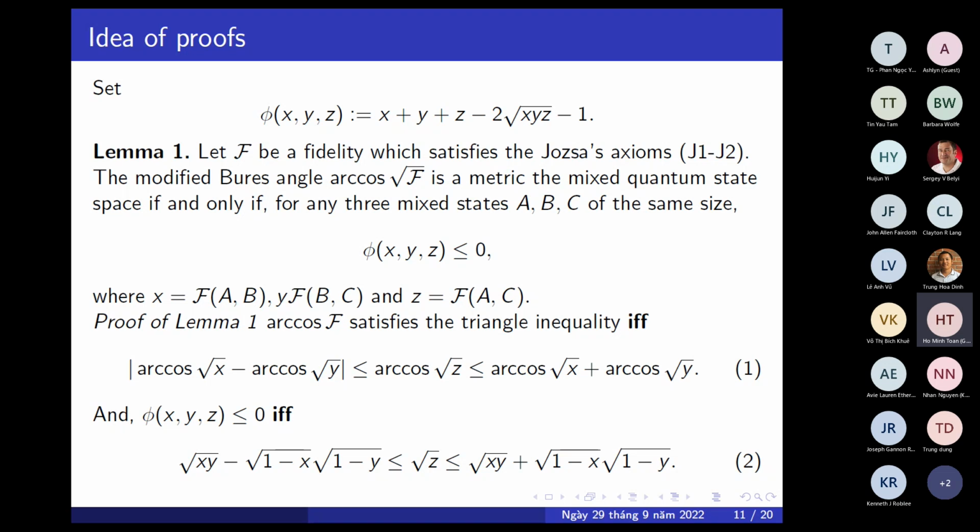So in order to prove the modified Bures angle is a metric, we just want to show that this function satisfies the triangle inequality. That's why we are given arbitrary A, B, C as mixed quantum states, and we have to show that the arccos of square root of F must satisfy the triangle inequality related to A, B, C. So first you have to show that arccos of square root of x minus arccos of square root of y must be less than or equal to arccos of z, and also less than or equal to arccos of square root of x plus arccos of square root of y.